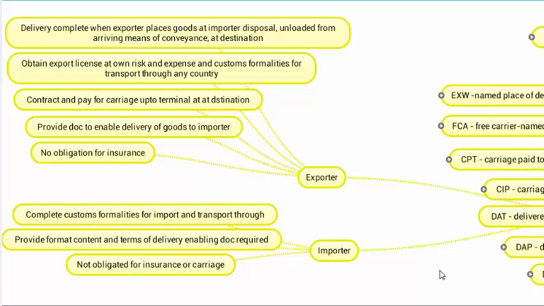It can be placed on the arriving means of conveyance and need not be unloaded. If it is coming by aircraft, it need not be taken out of the aircraft. If it is coming by truck, it need not be unloaded from the truck. If the goods are kept at the terminal, at the disposal of the buyer, ready for unloading, then delivery is complete. You just notify that the goods are ready for unloading, and delivery is complete.